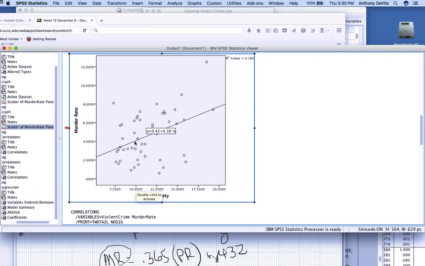But if I look at any of these individual states, almost none of them are right on the line. This one happens to be right on the line, right? A lot of these are not right on the line. The difference between the actual number and what the line predicts is called a residual, right? So in this case, let me find one that's close to 10.